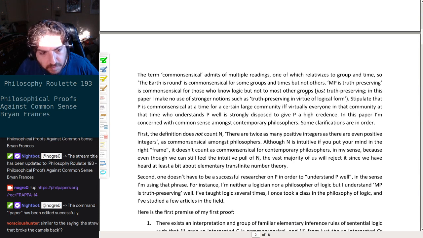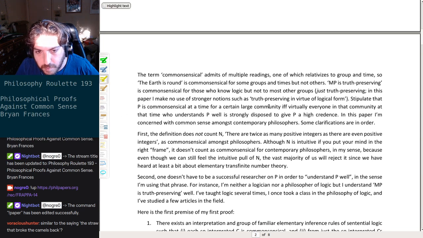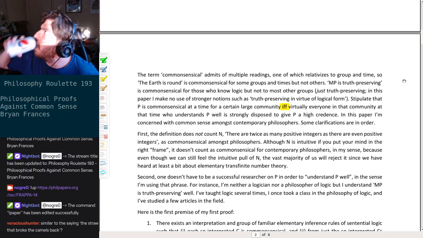Similar to the saying, the straw that broke the camel's back. Yeah, that's very similar. Of course, this is only aimed at contemporary philosophers, analytic philosophers for that matter. Normal people do not use "if and only if" in this form in the middle of a sentence that has a very specific meaning. Most people reading that sentence wouldn't even understand what IFF means.